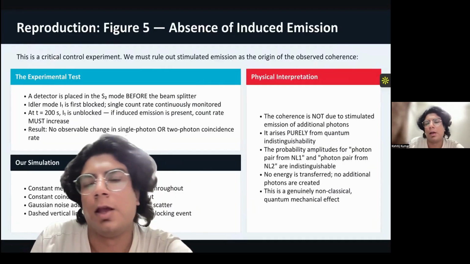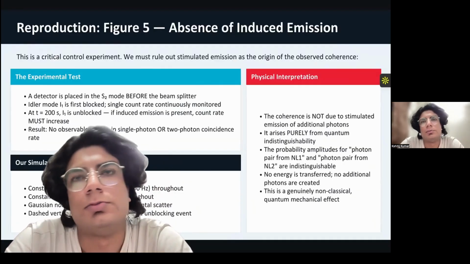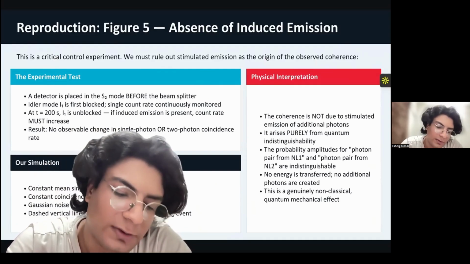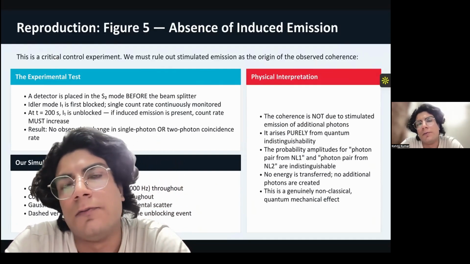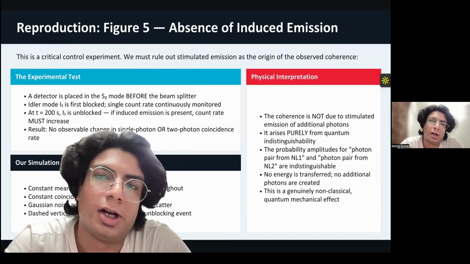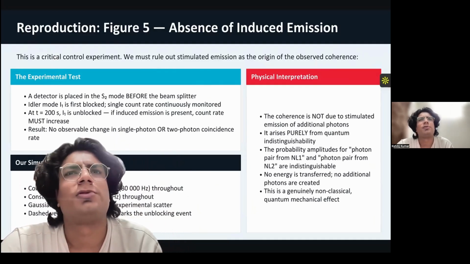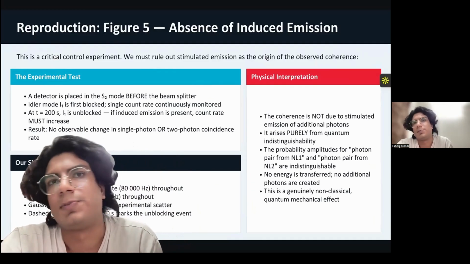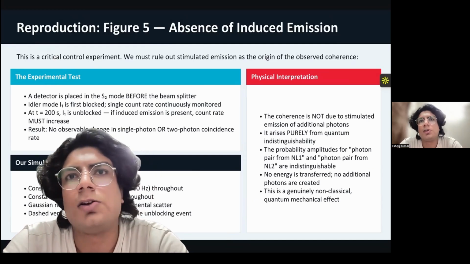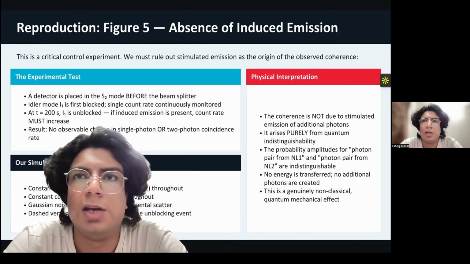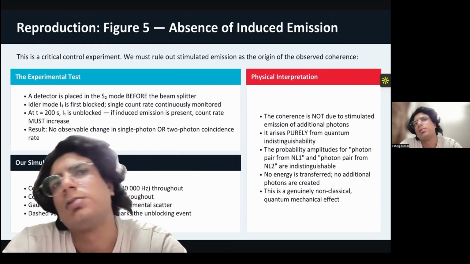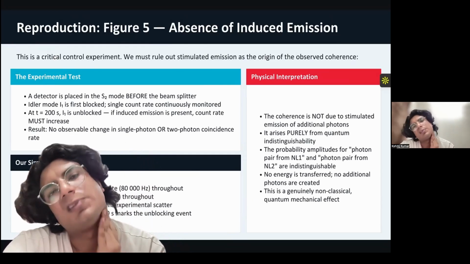Now what we are going to do is try to reproduce figure 5 from the paper, the absence of induced emission. This is arguably the most critical conceptual hurdle of this paper. So how do we prove the absence of induced emission? In classical optics, if you inject light into a gain medium to create a coherence, you trigger stimulated or induced emission. Yes, this is true.